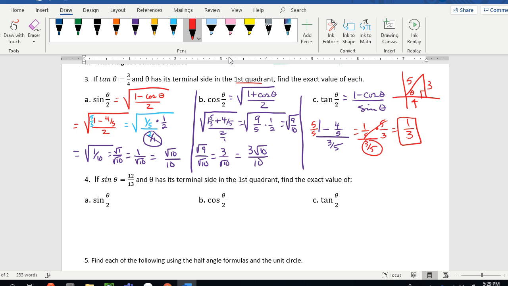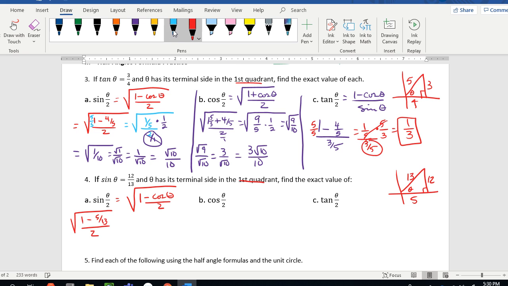Okay. This one I'm doing the theta over 2. So I've got to pay attention to where I'm at. First quadrant. Here I've got 12 over 13. This side is 5. This is my theta. All right, so sine is equal to the square root of 1 minus cosine theta over 2. My cosine is going to be 5/13. The square root of 1 minus 5/13 over 2, and there's no negatives in there that weren't there to begin with.